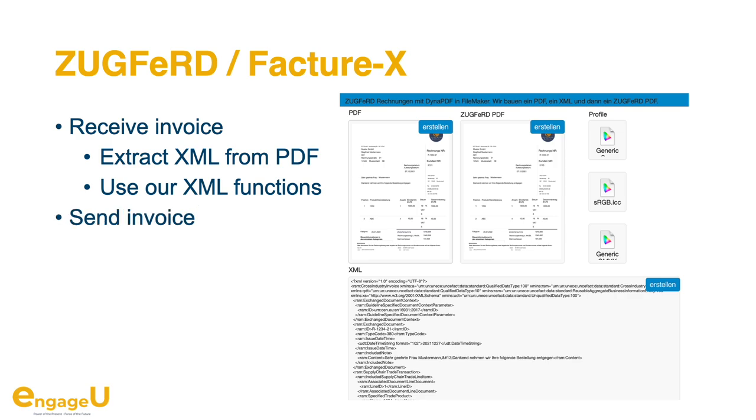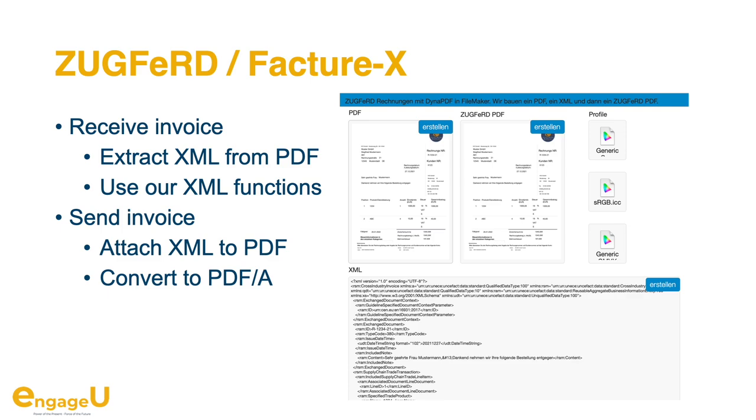Also, we can send an invoice, so the plugin can use XML functions to build the XML file and then attach it to the PDF, and we can convert to PDF-A, and so we can make these electronic invoices, which are introduced in Germany soon. So we all need to have it, otherwise your solution is outdated. And we have a couple of example projects for this, so it can be done with a lot of copy and paste if you use our scripts.